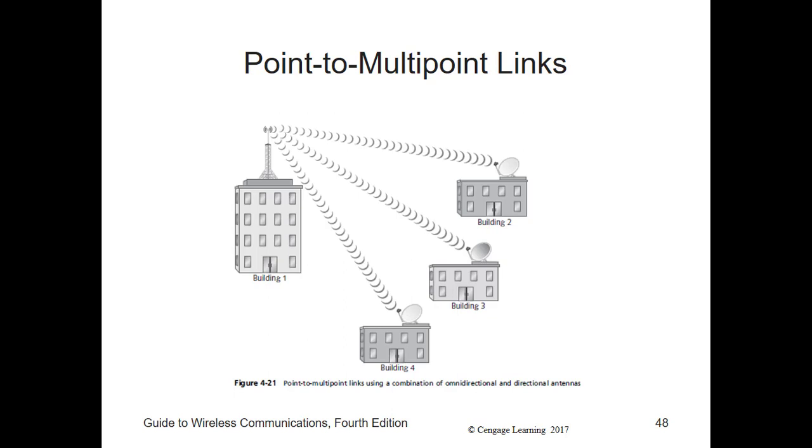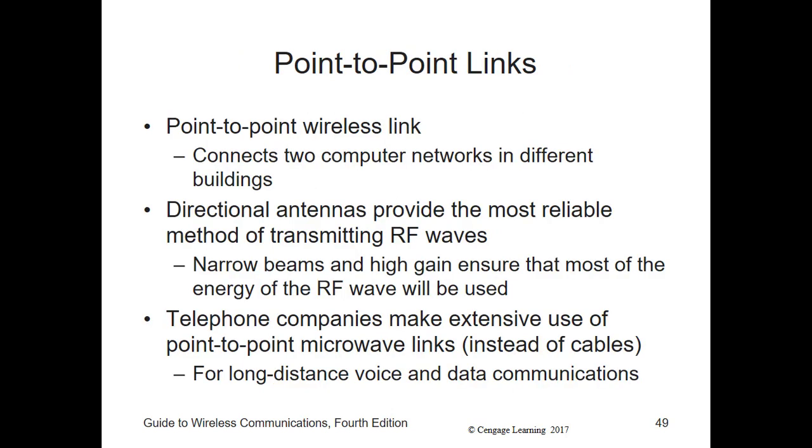Okay, 2 computer networks on point-to-point links. 2 computer networks in different buildings can be connected by a point-to-point link. In this case, directional antennas provide the most reliable method for transmitting RF waves. The narrow beams and high gain will ensure that most of the energy of the RF wave will be used between the 2 antennas. The cost is often much lower, and the performance is comparable to or higher than that of a dedicated telephone line.